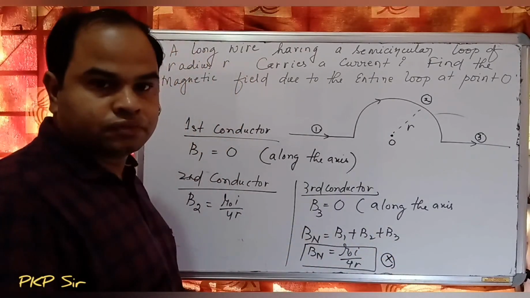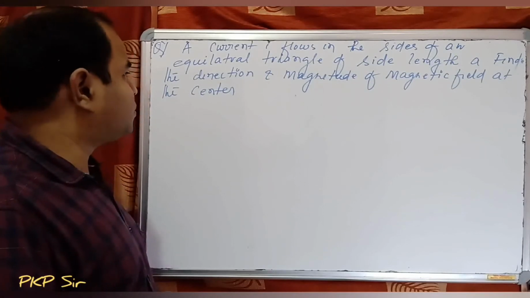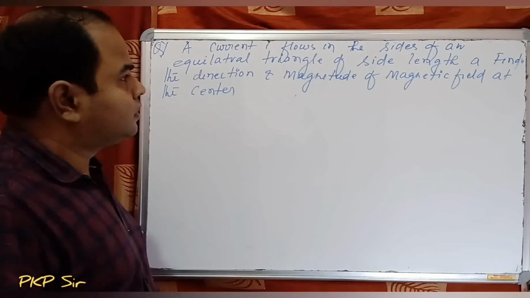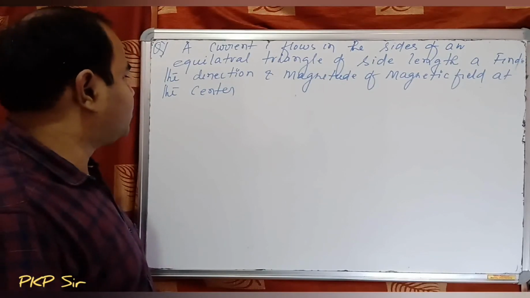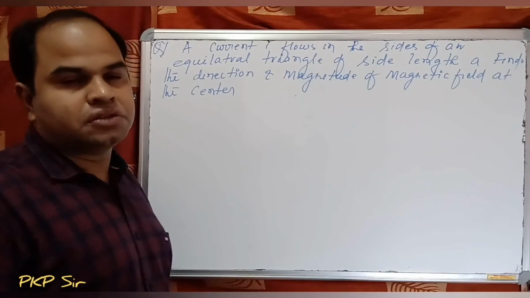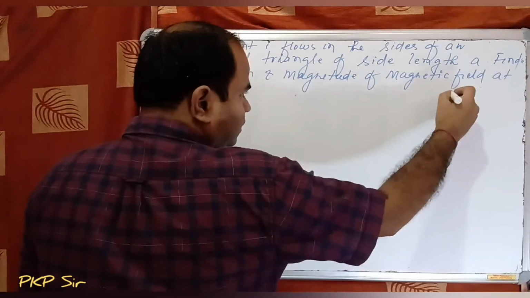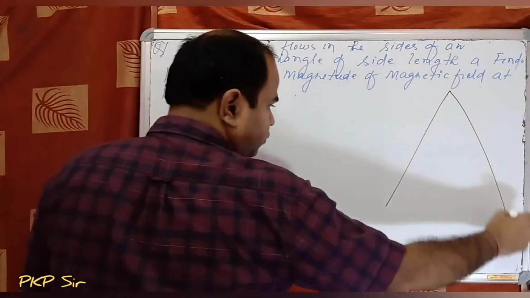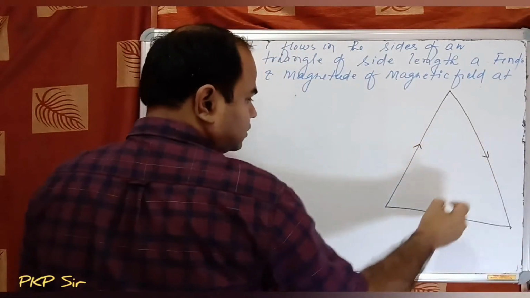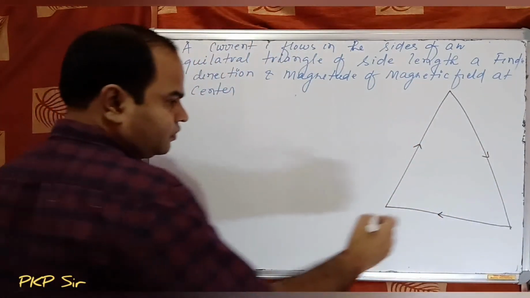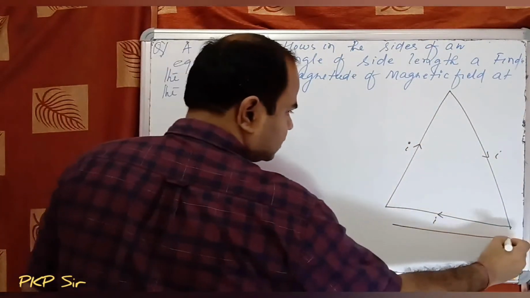Okay. Next question is, the current I flows in the sides of an equilateral triangle of side length A. Find the direction and magnitude of magnetic field at the center. This is also an important question. Current I flows in the sides of an equilateral triangle. The current is I and the side length is A.